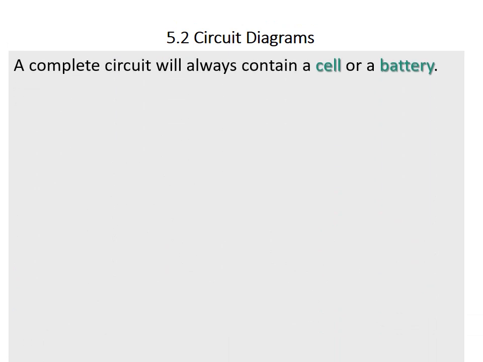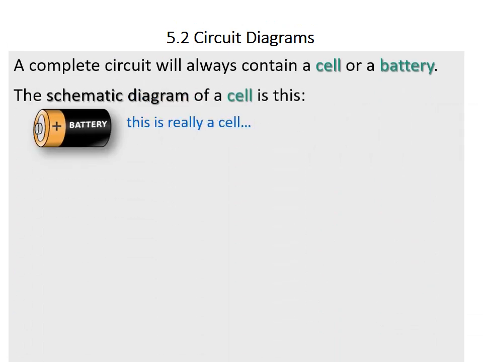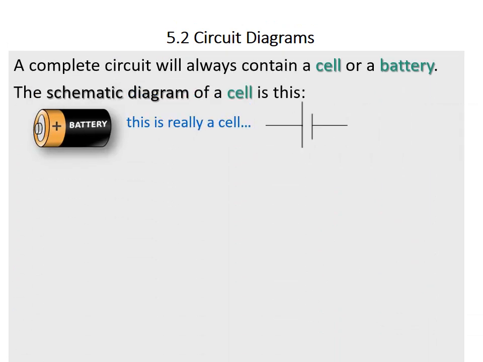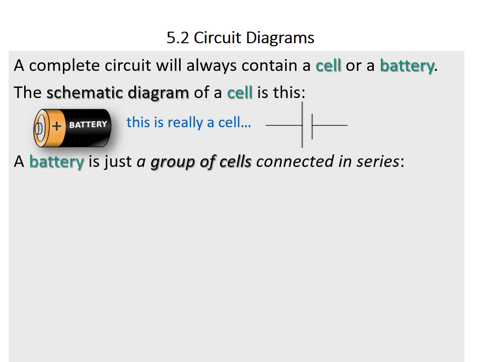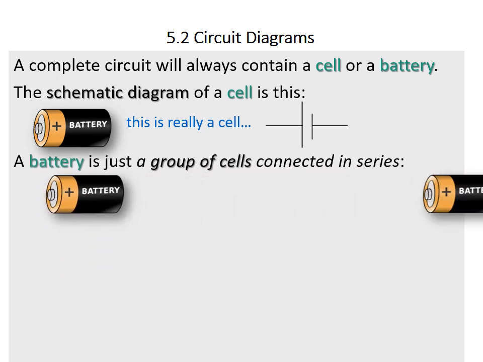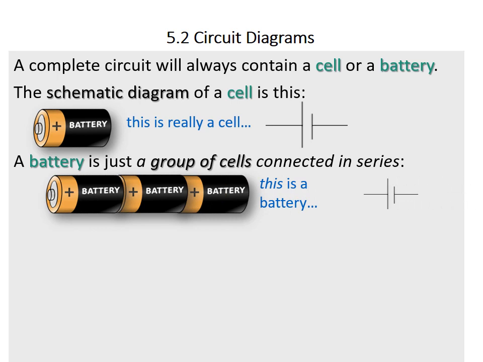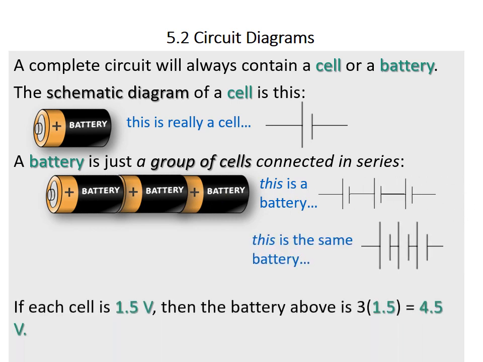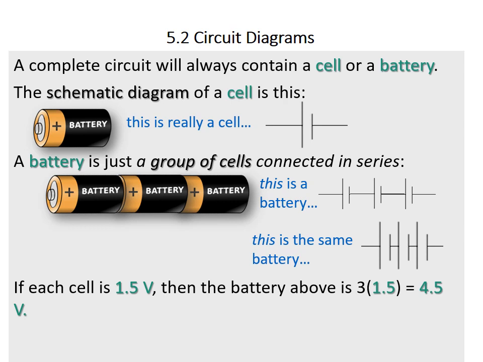A complete circuit diagram contains a cell or a battery. A schematic of a cell looks like this. A battery is just a series of cells. Then if each cell is 1.5 volts and you have 3 of these in series, you're producing 4.5 volts.